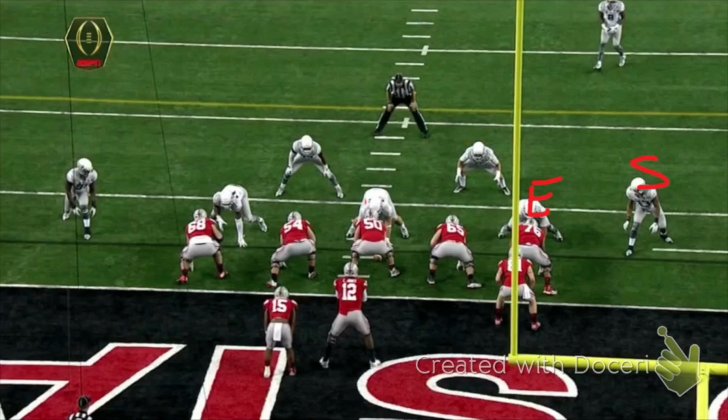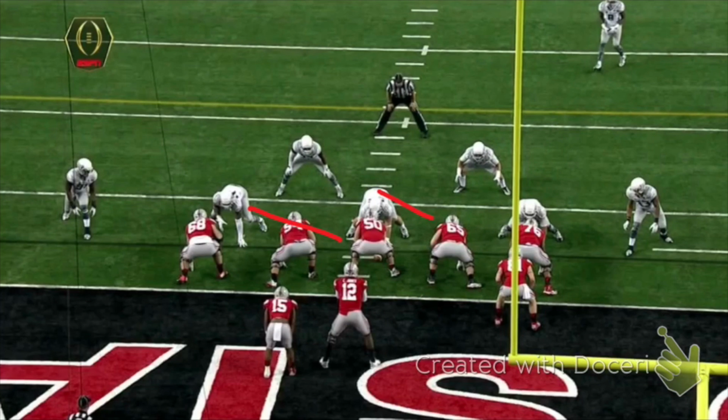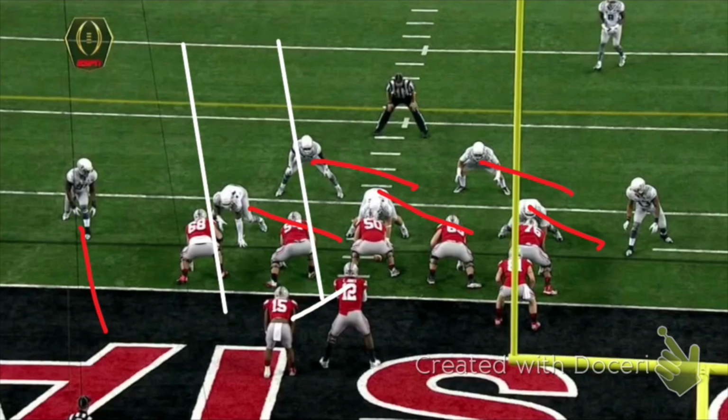And the idea of Inside Zone is that we want to open up a running lane for the running back to go through on the right-hand side. Now, what can also happen here is if the defense decides to over-pursue, a cutback lane is formed and the running back can go that way as well. So we'll be covering how to block all these defenders in order to get the running back a choice of going two ways.